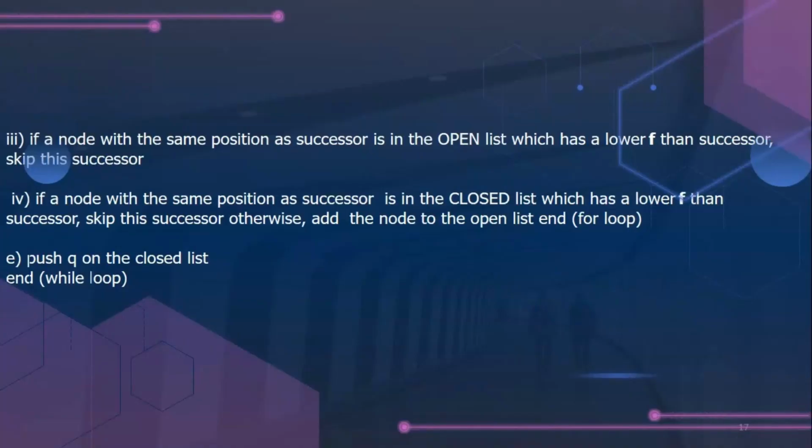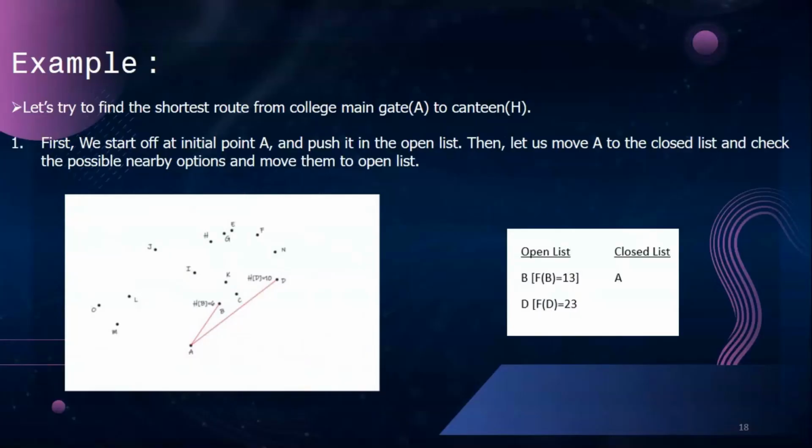3. If a node with the same position as successor is in the open list which has a lower F than successor, skip this successor. 4. If a node with the same position as successor is in the closed list which has a lower F than successor, skip this successor, otherwise, add the node to the open list. End for loop. E. Push Q on the closed list. End while loop.